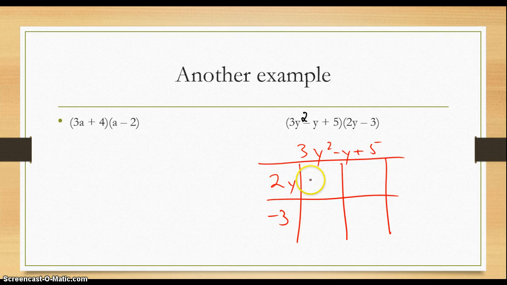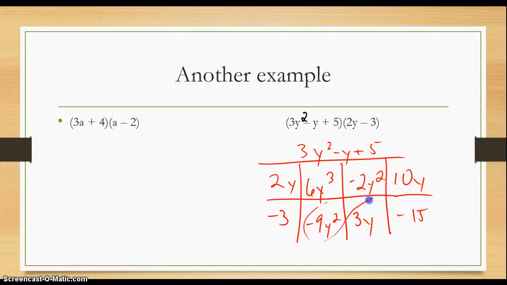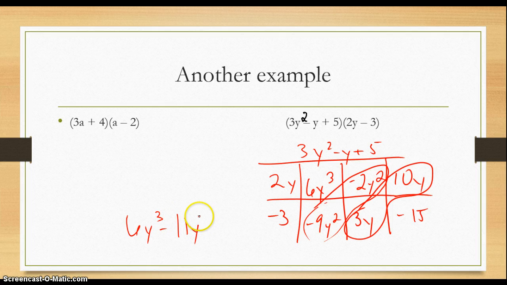2y times 3y squared, 6y cubed. 2y times negative y is negative 2y squared. 2y times 5 is 10y. Multiply negative 3, you get negative 9y squared, a positive 3y. Just be careful of the signs when you're multiplying them. You get negative 15. Again, diagonally, combine like terms. So we have here 6y cubed minus 11y squared plus 13y minus 15. Okay?